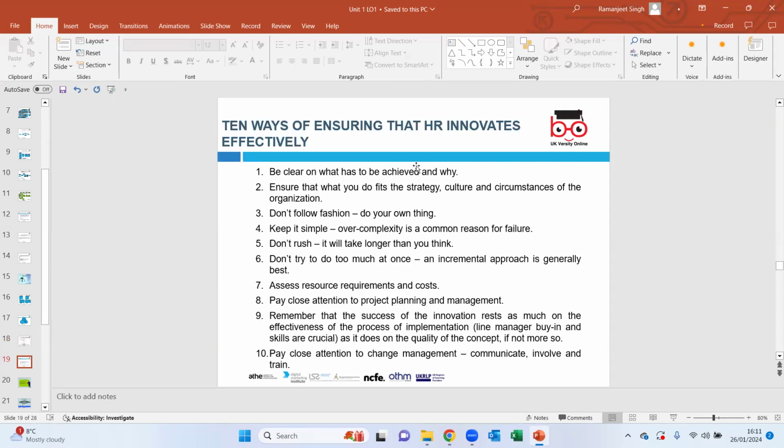So again, these are just some basic bits on how they can ensure that HR works effectively, which we already know. We need to be clear on what to achieve. We need to keep things simple, don't rush, and do one task at a time. We make sure that the requirements and costs we need are already approved beforehand. So these are the few basic bits that they're talking about. Is that all right? Yeah, it's okay.